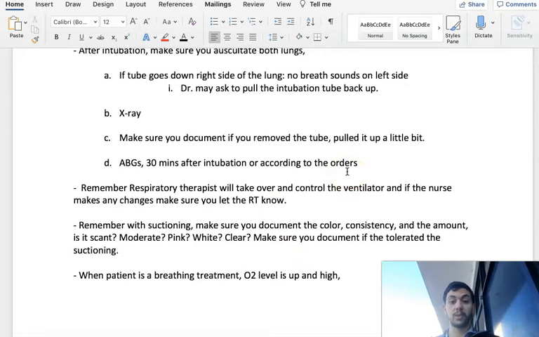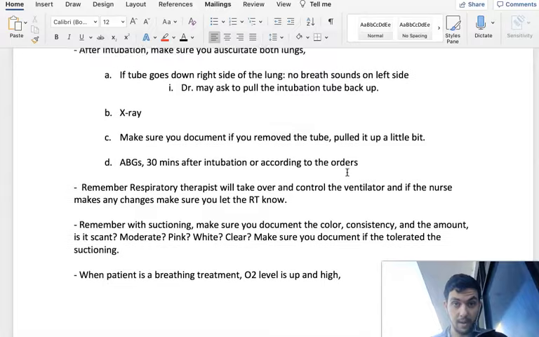Remember, respiratory therapists will take over and control the ventilator. If the nurse makes any changes, make sure you let the RT know. That's really important, and it's really important to know what kind of fluid is coming out. Remember suctioning, right? When you suction, what color is it? The consistency, amount: is it moderate, pink, white, clear, black? You want to make sure you know all these for your exam.